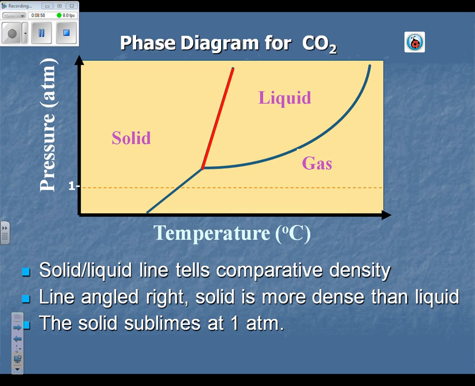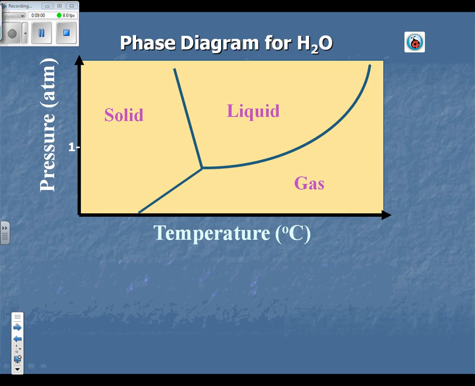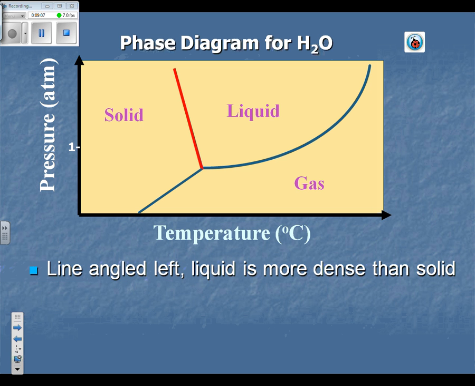Now I'm going back to water, and if you look at that one, notice the Y has opened up. The solid-liquid line is angled to the left, so the liquid is more dense than the solid. And that's where water is a little weird. I always remember it this way: line left, or lean left, liquid. Use alliteration there. Line left, liquid.